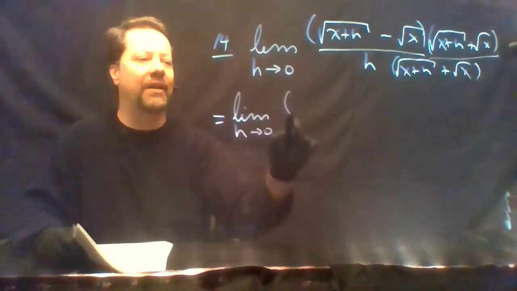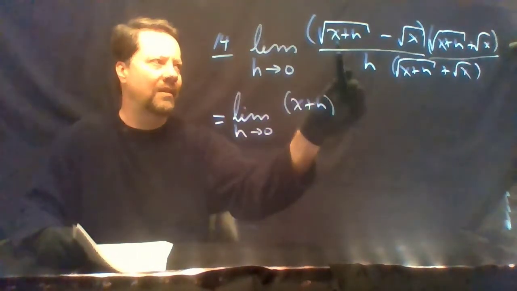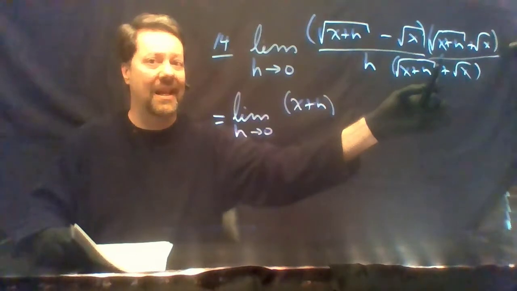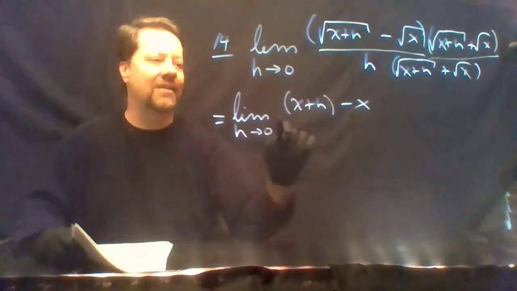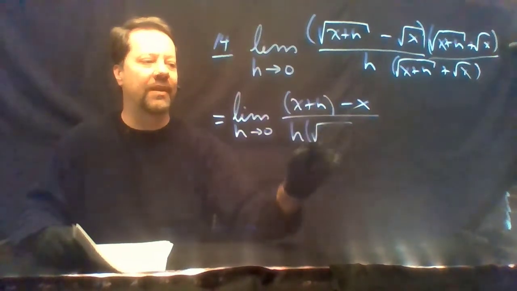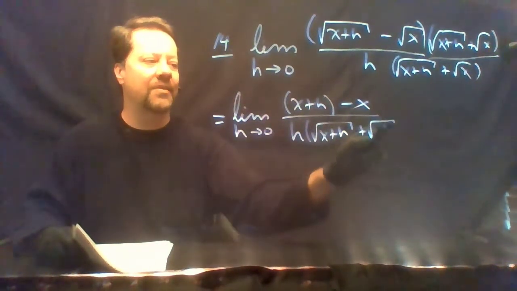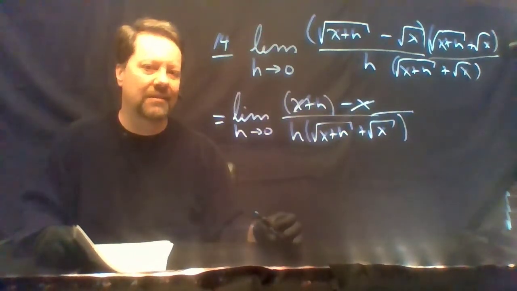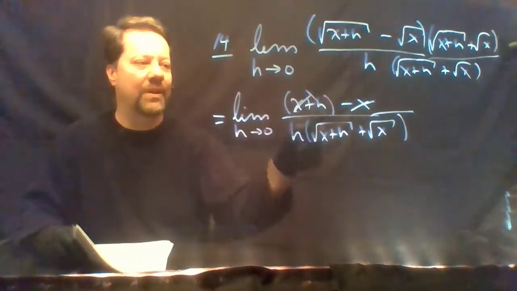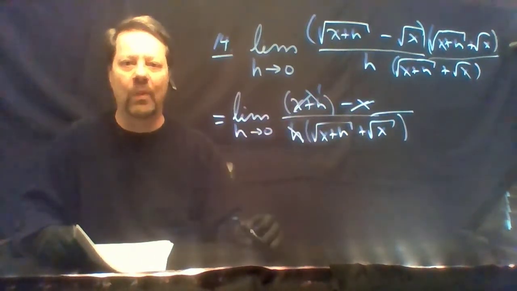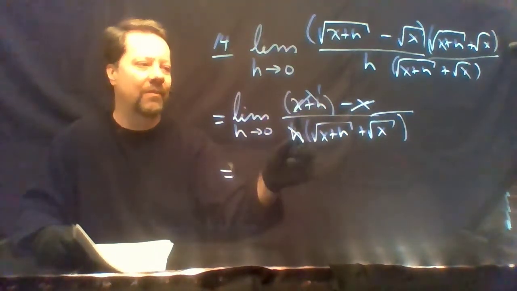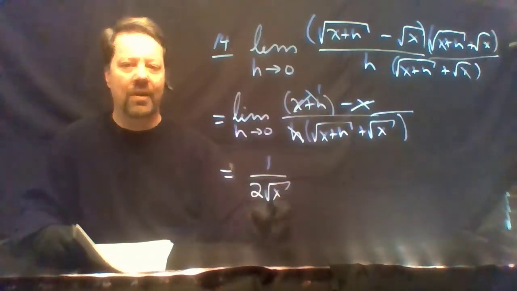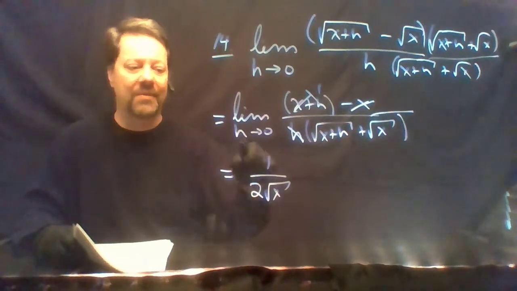When I FOIL out the numerator, I'll have x plus h. We'll have root x times root x plus h, and then minus root x times root x plus h, which cancels out. And then we have minus x. We still have h times the square root of x plus h plus the square root of x. The x's in the numerator cancel out. That leaves just an h, which we can cancel with the h in the denominator, leaving only a 1 in the numerator. We'll now take the limit as h goes to 0, and we'll get 1 over the square root of x plus the square root of x, which is 2 times the square root of x.